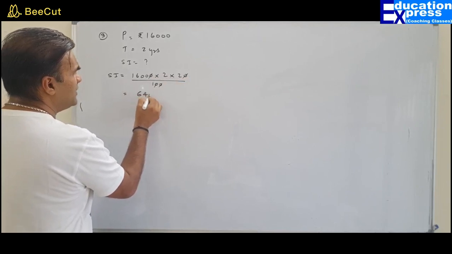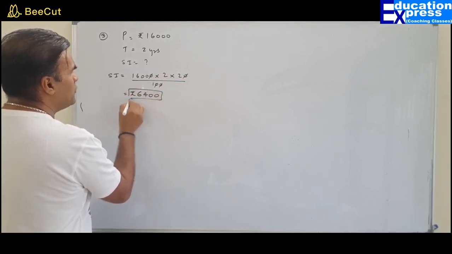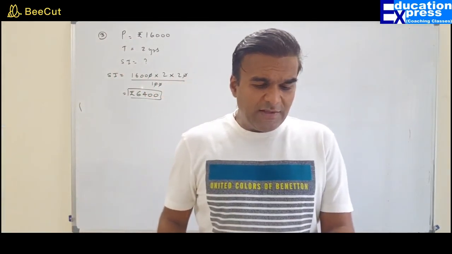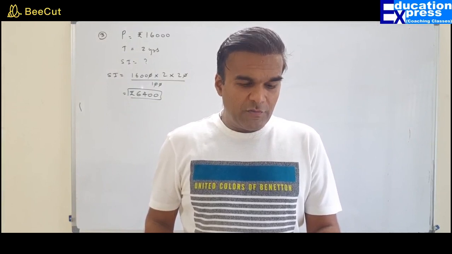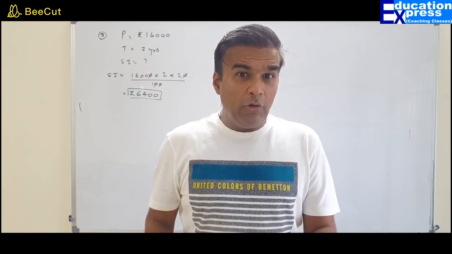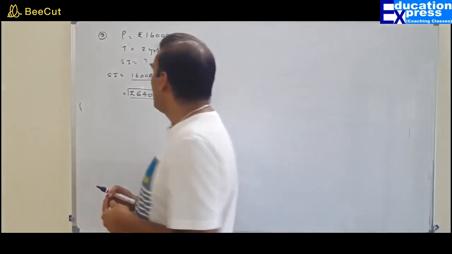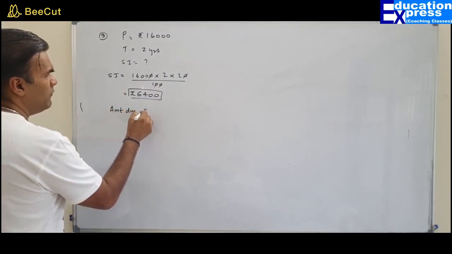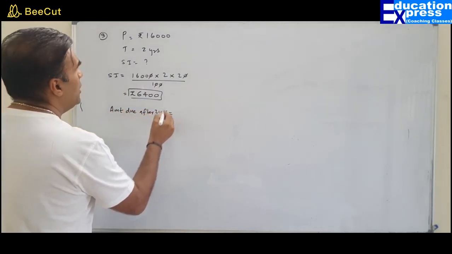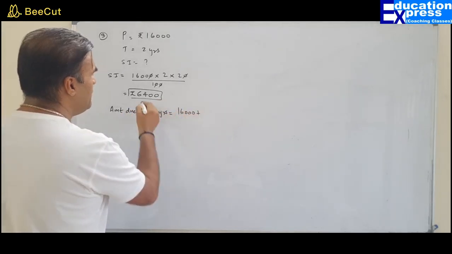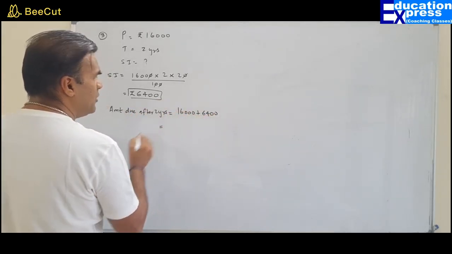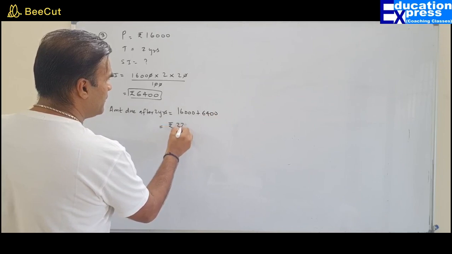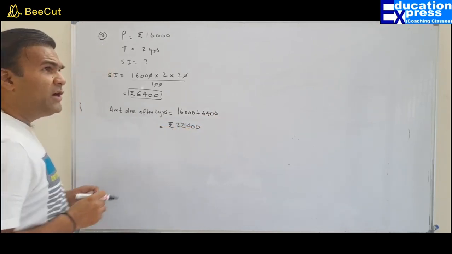16 fours are 64. So rupees 6400 will be the interest. Then thereafter what happened? Then they say 20% compound interest for the remaining 1 year on the amount due after 2 years. So my dear friends, what will be the amount due? Amount due after 2 years would be 16,000 is your principal plus interest received 6,400. That makes it 22,400. Now you have to charge compound interest.